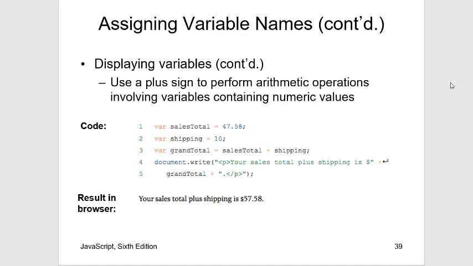Here is the extended amount. Variable sales total equals 47.58. Line 1 is declaring a variable called sales total and setting it equal to the value 47.58. Same with shipping, setting it equal to 10. And grand total is doing some math by adding the sales total and shipping together.